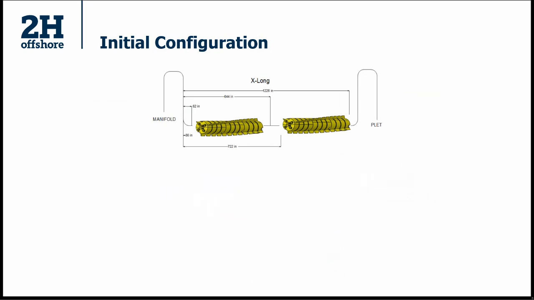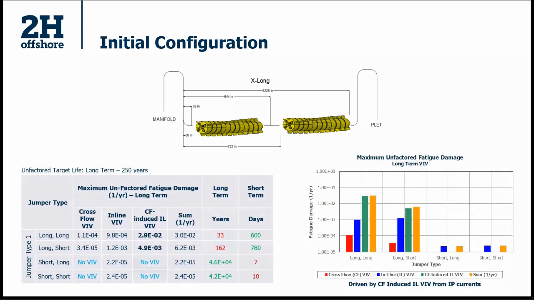So looking at the response we got for the initial configuration. Just to reiterate, this is the initial configuration where we had modules and strakes only on the belly of the jumper. What we found was we got quite a high fatigue damage for the 2 long jumpers when we were looking at long-term VIV. We were getting a fatigue life in the region of 30 and 160 years, whereas the target fatigue life was 250 years for this case. So obviously we were not meeting the long-term fatigue life for these 2 jumpers.